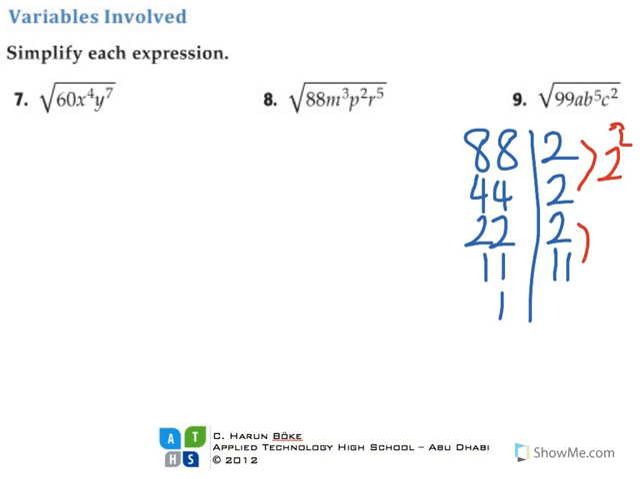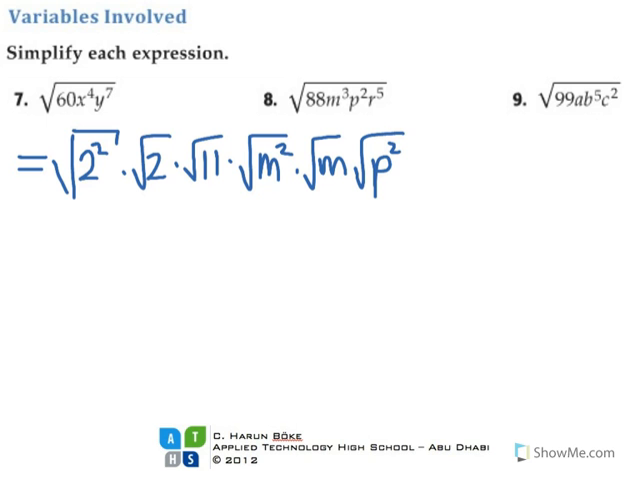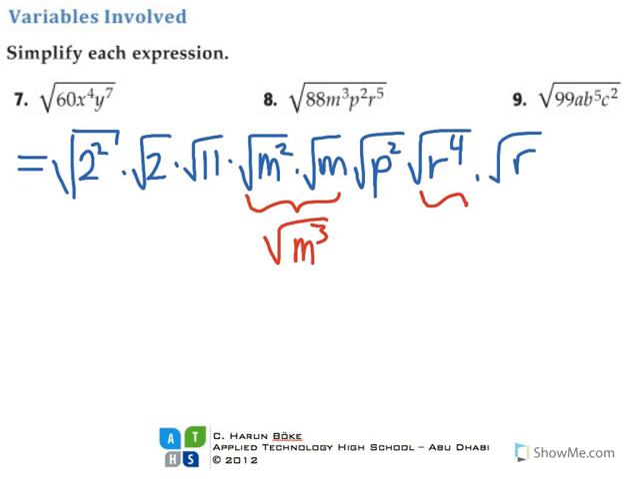So I'm going to write this expression as square root of 2 squared times square root of 2 times square root of 11, and then I'm going to write square root of m squared times square root of m. Then I'm going to write square root of p squared and square root of r to the power 4 times square root of r. Now here, this part is the square root of m cubed, and this part is the square root of r to the power 5.